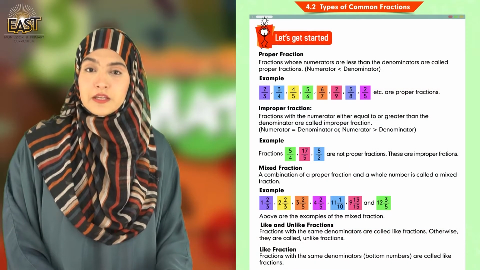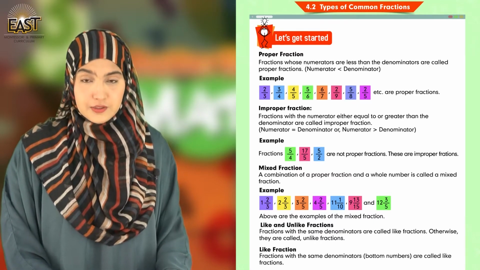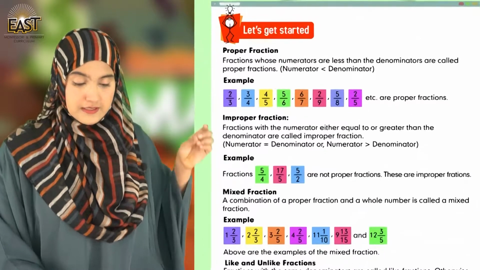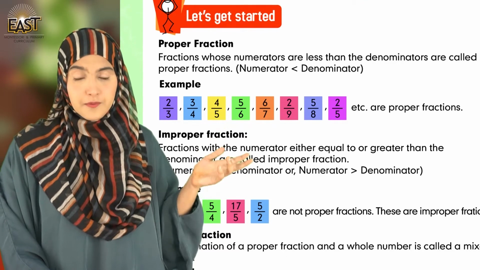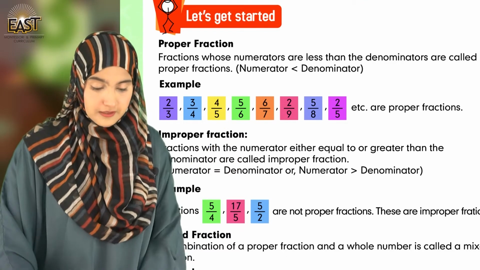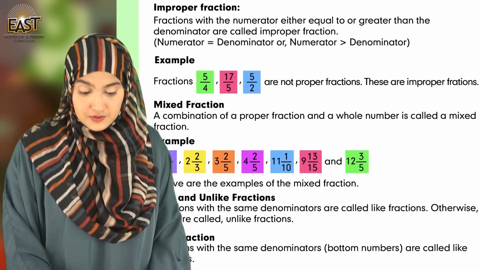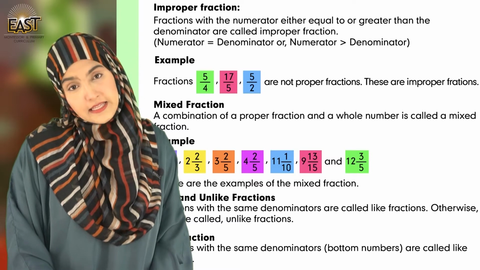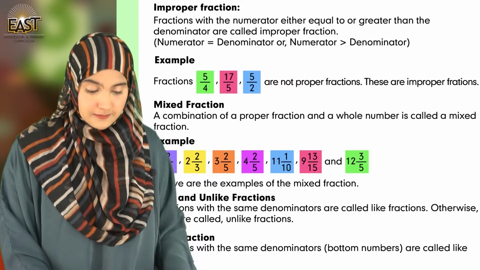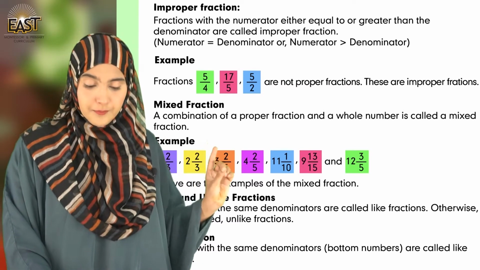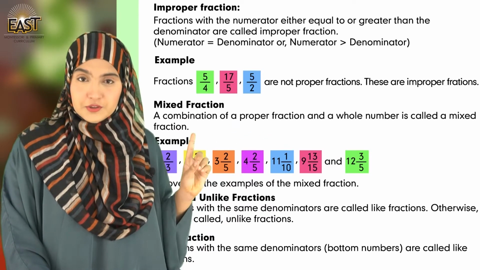As you all know, in our previous class we were discussing some terminologies related to fractions, in which you can see here we discussed proper fractions and improper fractions. What are proper and improper? You guys are already familiar with it. And today we are going to talk about mixed fractions as well as like and unlike fractions. So are you guys ready? Let's start reading. A combination of a proper fraction and a whole number is called a mixed fraction.